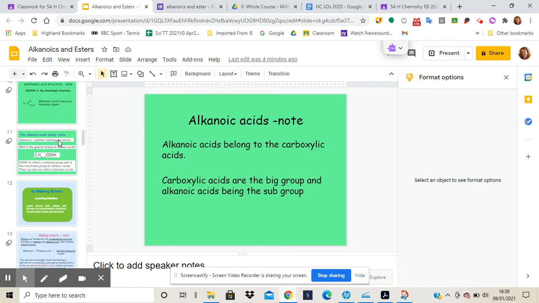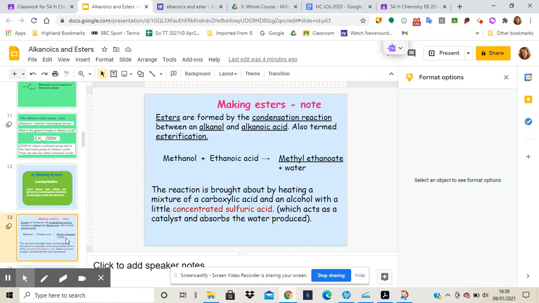All that is alkanoic acid, so it shouldn't be anything new. Then we get to the making esters. So we're looking at making esters, hydrolysis of esters, and uses of esters today. So esters are formed with a condensation reaction. A condensation reaction means water is always formed. You always use an alcohol or an alkanol, and a carboxylic acid or an alkanoic acid.